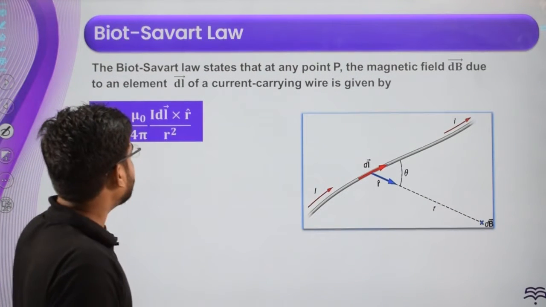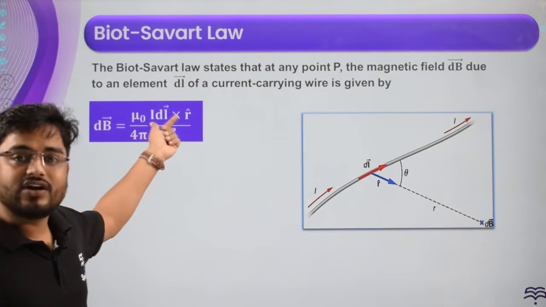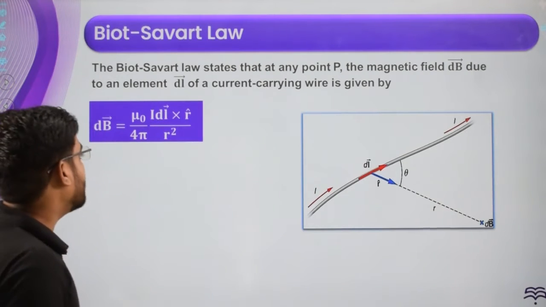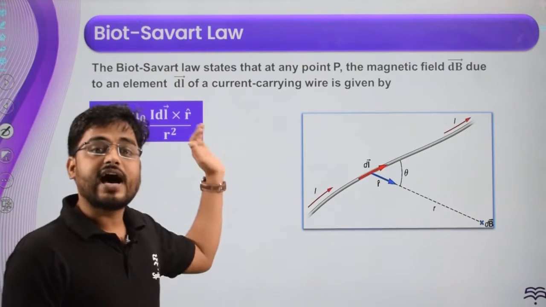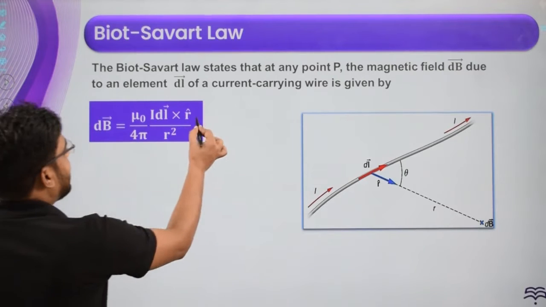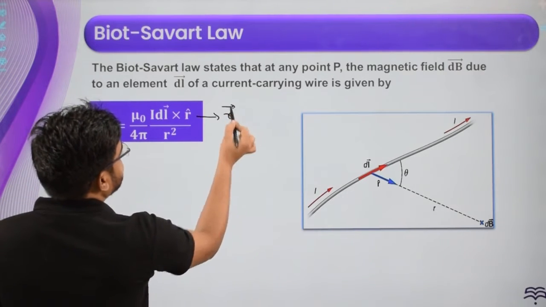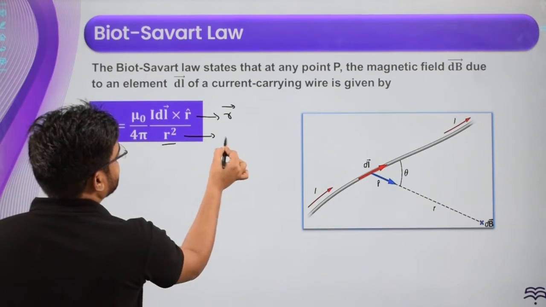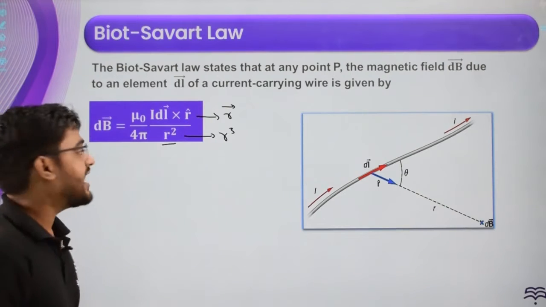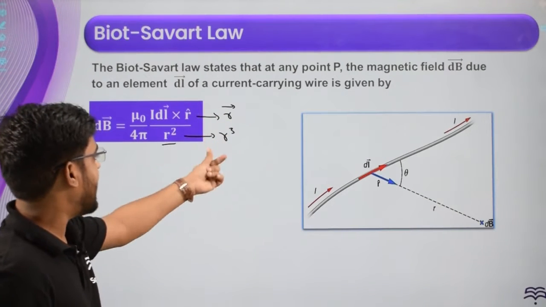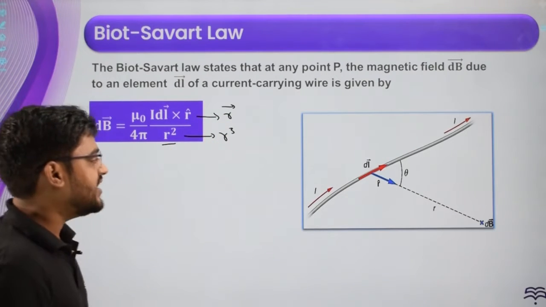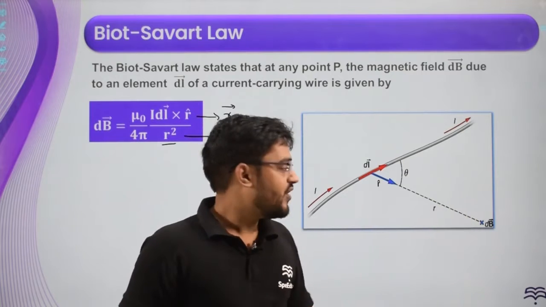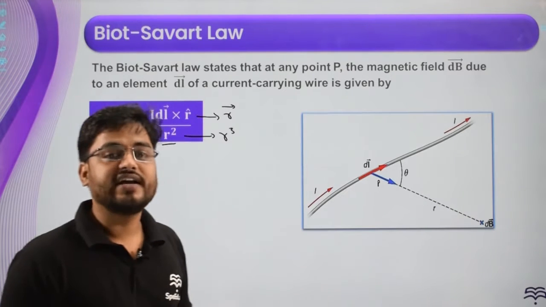This is mu naught upon 4 pi, I dl cross r cap. If you want, you can also go for dl cross r vector. But if you are using r vector over here, then it will become r cube, because r cap is r vector by r, so there will be an additional r. Now what is r? r is the position of the point at which we are going to find dB.